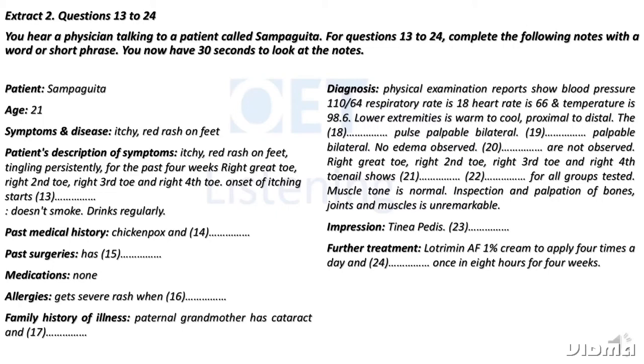Right great toe, right second toe, right third toe, and right fourth toenail show erythema and scaling. Muscle strength is 5 out of 5 for all groups tested. Muscle tone is normal. Inspection and palpation of bones, joints, and muscles is unremarkable. You have developed tinea pedis, a fungal culture of skin from right toes. KOH test shows no visible microbes.